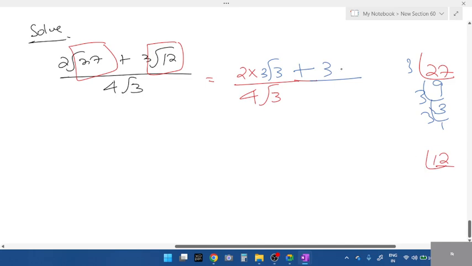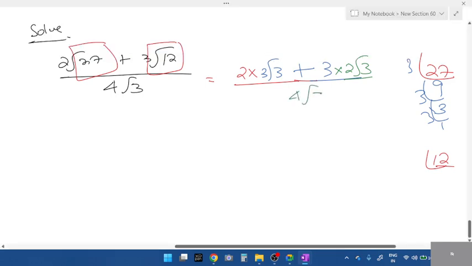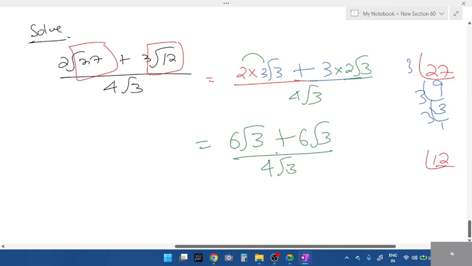So how can I write it? 2 root 3. Good. Can you see what I've written in the numerator? Then what do you all get, students? What do you all get after multiplying? 2 3s are 6 root 3 plus 3 2s are 6 root 3. Now are they like terms? Do you all think both are like terms now? Keep root 3 as it is. What is 6 plus 6?